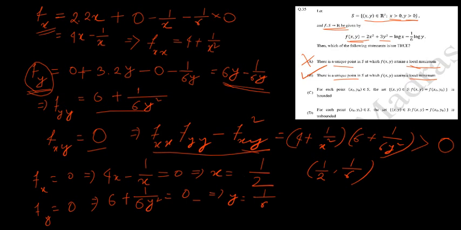Next, option C: for each point (x0, y0) belonging to S, the set of (x, y) belonging to S such that f(x, y) equals f(x0, y0) is bounded. And in option D, it is given that the set is unbounded.